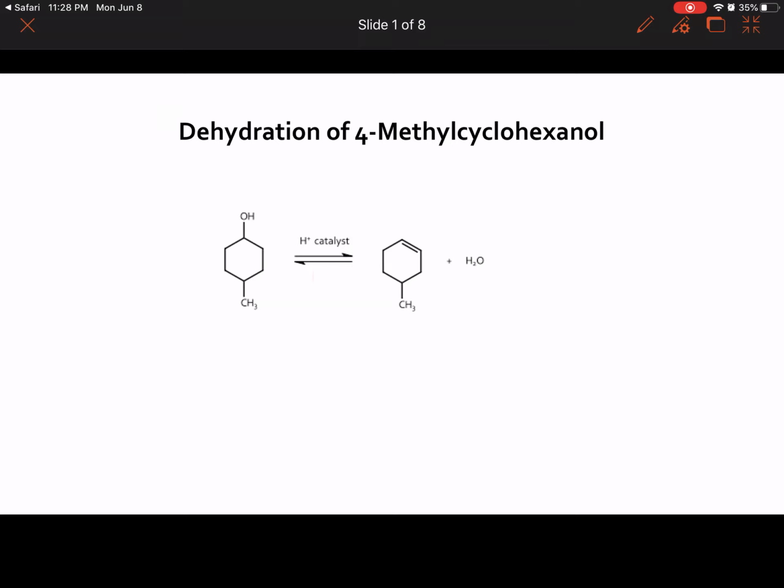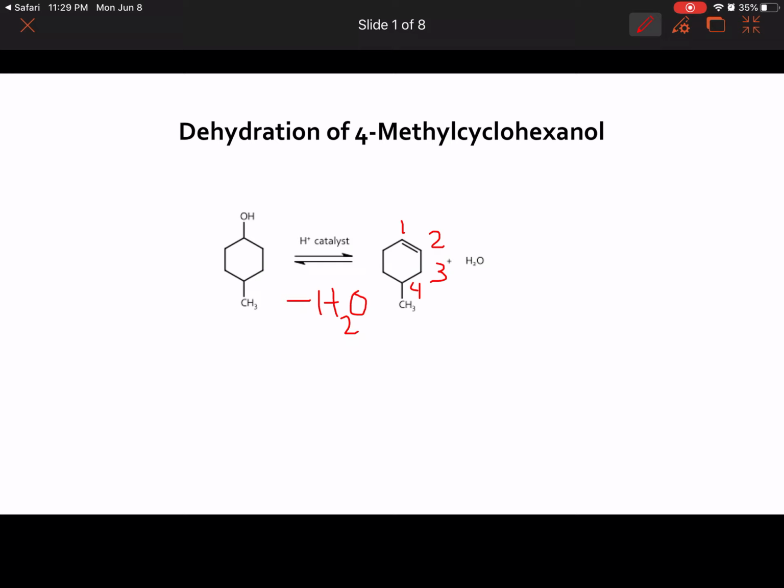Dehydration means a removal of a water molecule. So in this process, we're going to lose a water molecule and we're going to get an alkene. And the alkene is going to be, you can start numbering alkene from here, 1, 2, 3, 4. That is 4-methylcyclohexene.